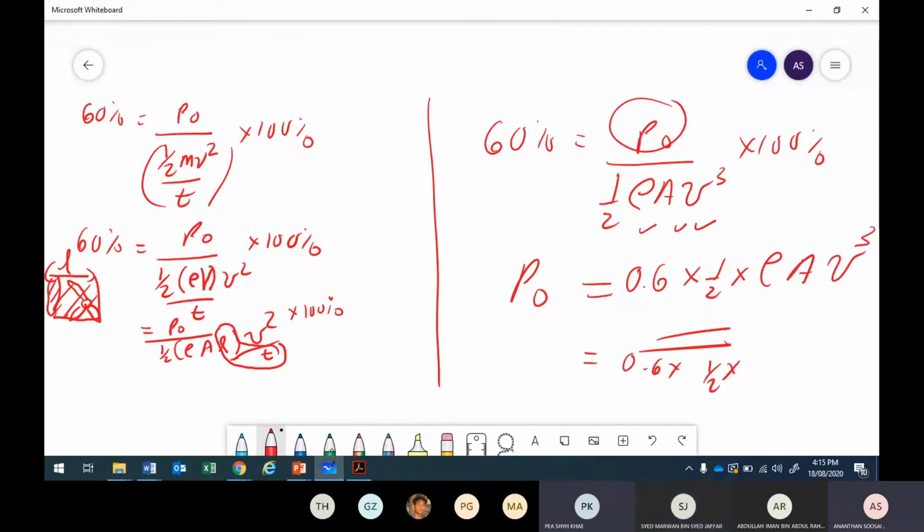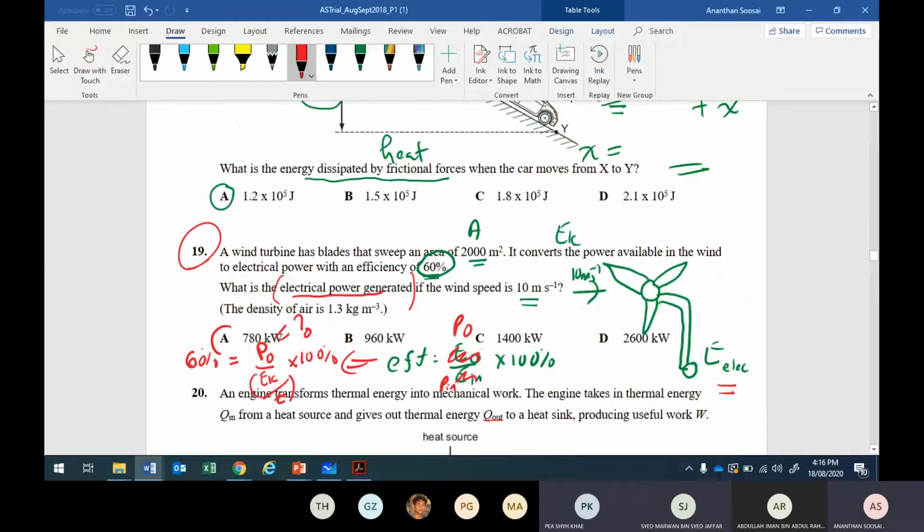Rho from the question. Rho A V cube. Speed we know is 10 cubed. A we know just now, and the rho. You get the answer, output power: 780 kilowatt. Okay. Answer given is A. Yes, the answer is A.